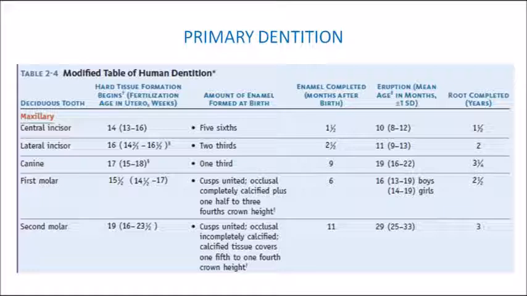Now root completion. Root completion happens around 1.5 years for the central incisors, 2 years for the lateral incisors, and 3.5 years for the canine. For the first molar it is 2.5 years, and for the second molar it is 3 years.